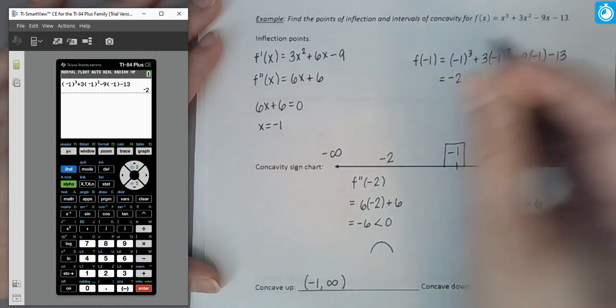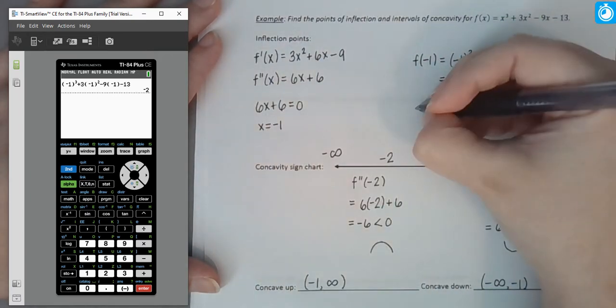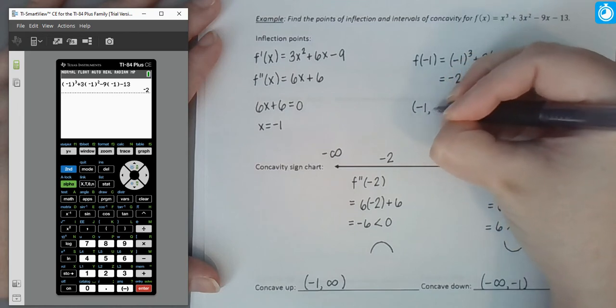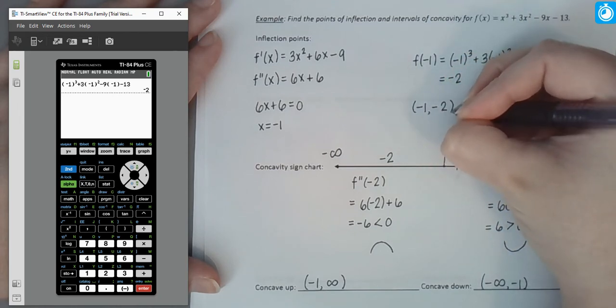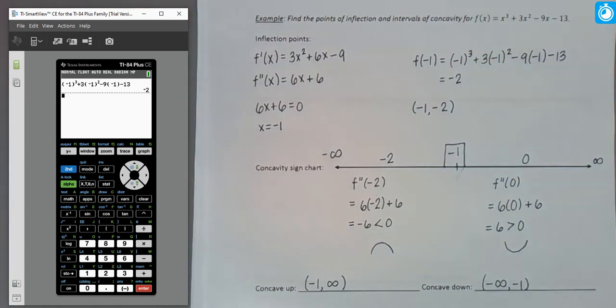So that means our actual point of inflection is the point -1, -2. So that's going to be the location on our graph. To the left of that, we're concave down. To the right of that, we are concave up. So that's the point where our concavity changes.